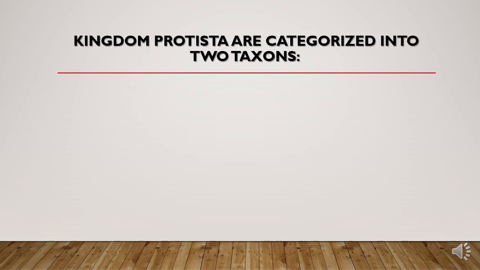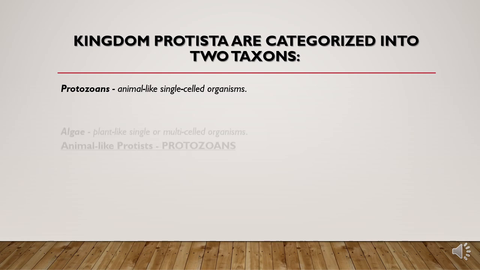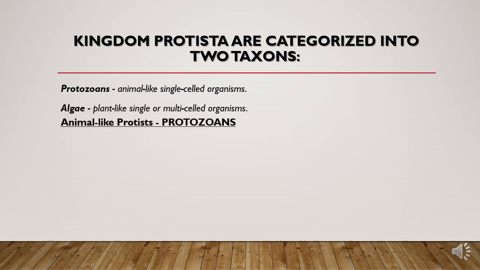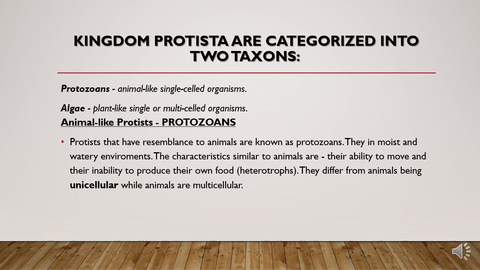So under the Protista kingdom, it is categorized in actually two taxons, and those taxons are protozoans. Protozoans are animal-like, single-celled organisms, and also algae. Algae are plant-like single-celled or multicellular organisms. So let us discuss the protists, which are the protozoans.